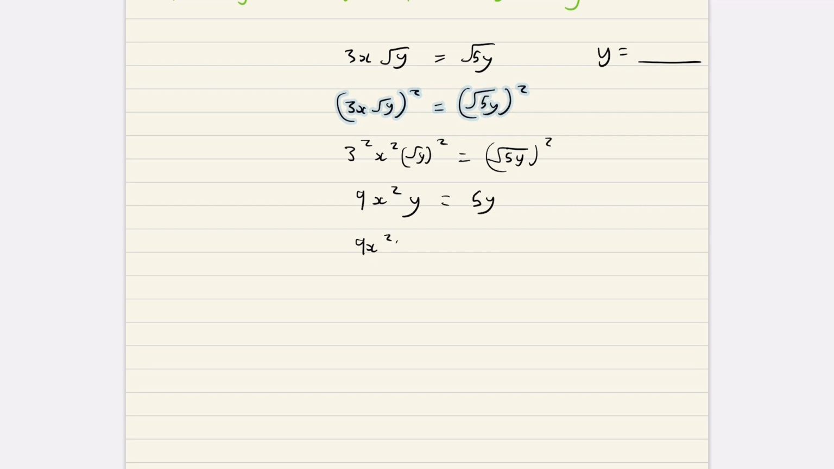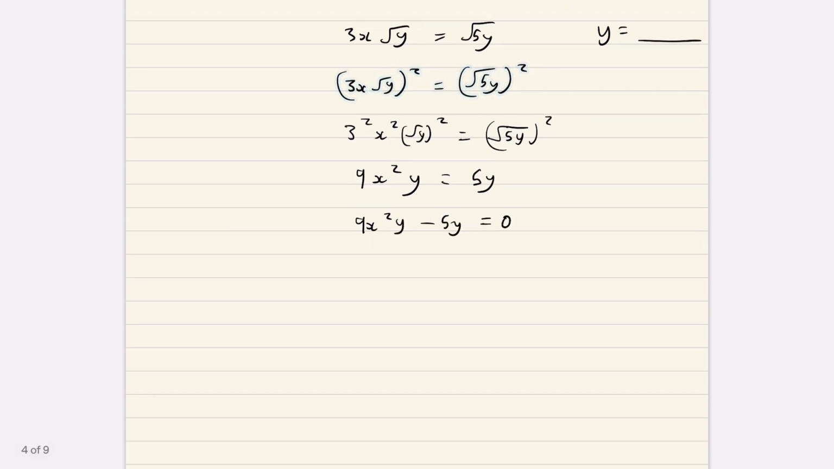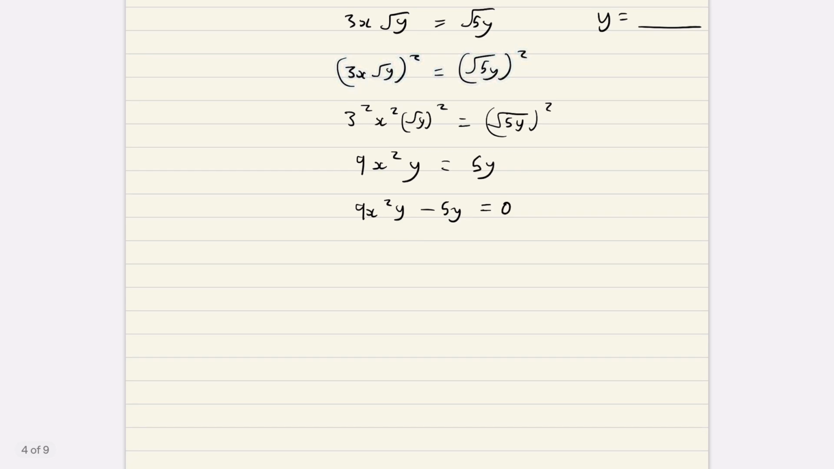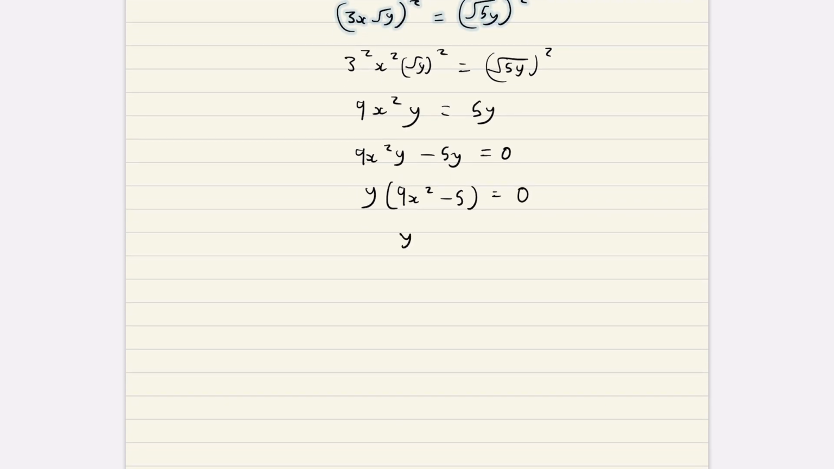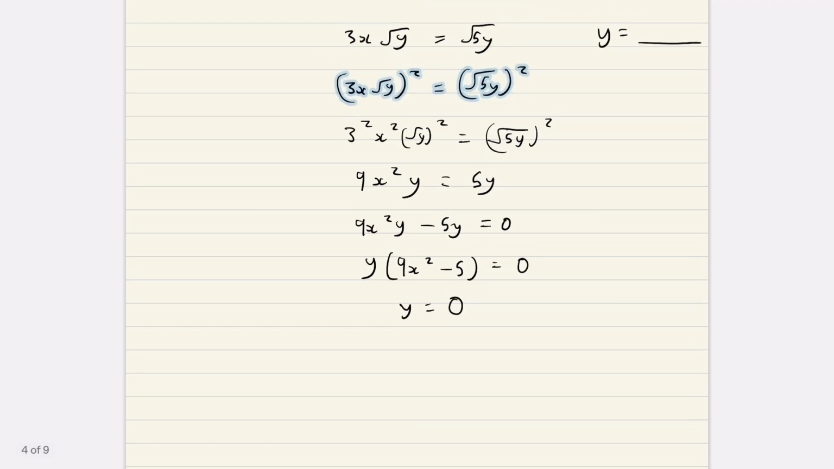So that's what I'm going to do now by subtracting 5y from both sides. Now I've got equal to 0 on the right side. Now what you'll notice is that I can actually take out y as a common factor, which is what I'll do. So I'm going to get y outside of 9x squared minus 5, and that is going to be equal to 0. So y is simply equal to 0 divided by that thing there. But 0 divided by anything is 0, so y is actually going to be equal to 0.